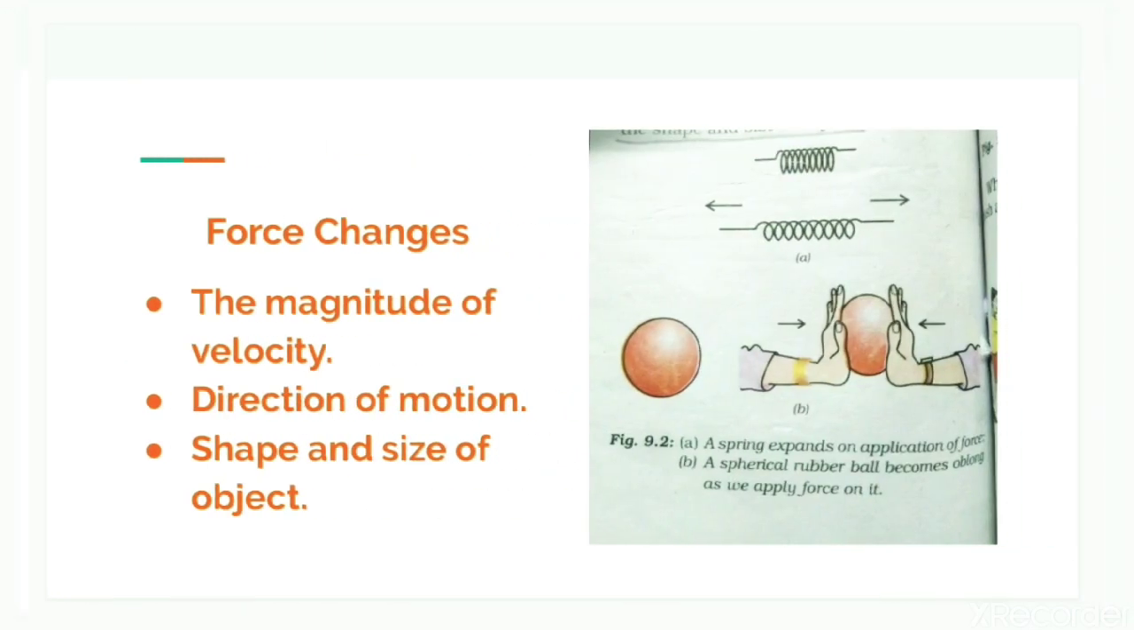Force changes the velocity of an object. That is, force can make the object move faster or slower. For example, the speed of a bicycle can be increased by pedaling more number of times.